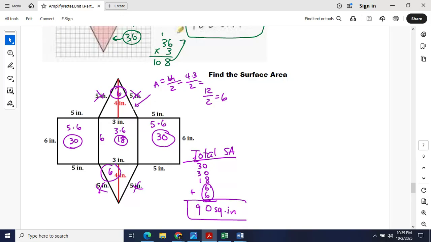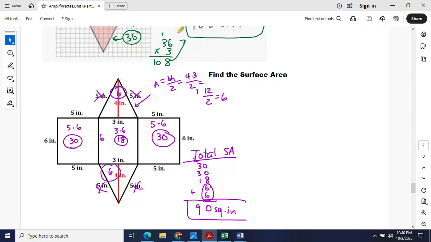Now, what I could have done is the 2 identical bases, and I did cross out the slanted lengths because I don't want to focus on that. I just want to focus on the base of 3 and the height of 4. Now, again, 2 triangles together form a parallelogram. I could have just done 3 times 4 is 12. That's the area of the 2 triangles.